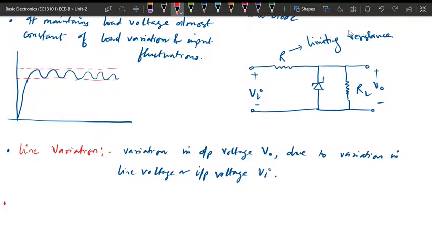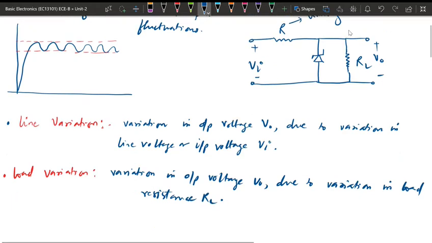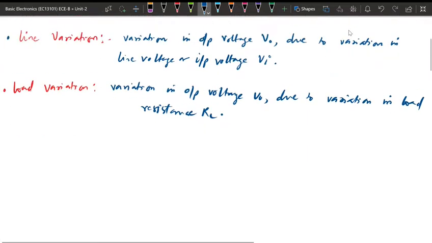Next one is load variation analysis, or we can call it load variation. Load variation will be because of the variation in the load resistance. So that means it is variation in output voltage, that is V output, due to variation in load resistance, that is RL. So these two terms can be asked in objective type questions sometimes.